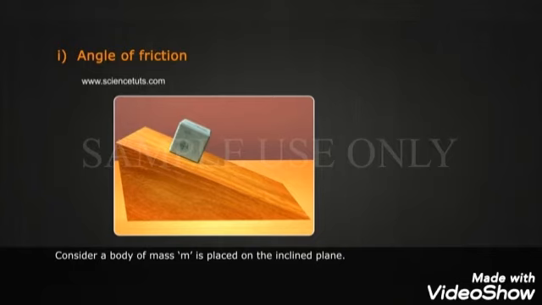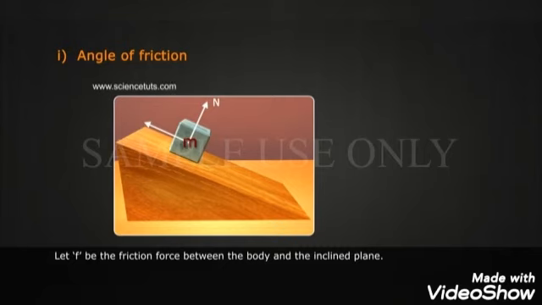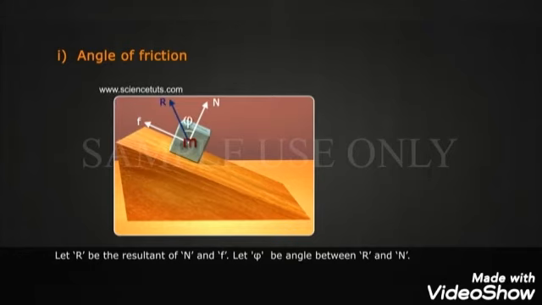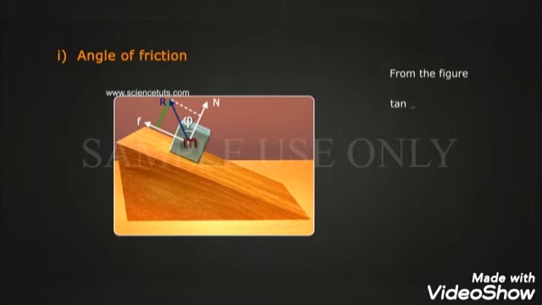Consider a body of mass m placed on the inclined plane. The normal reaction exerted by the plane on the body is capital N. Let F be the friction force between the body and the inclined plane. Let capital R be the resultant of N and F. Let phi be the angle between R and N.